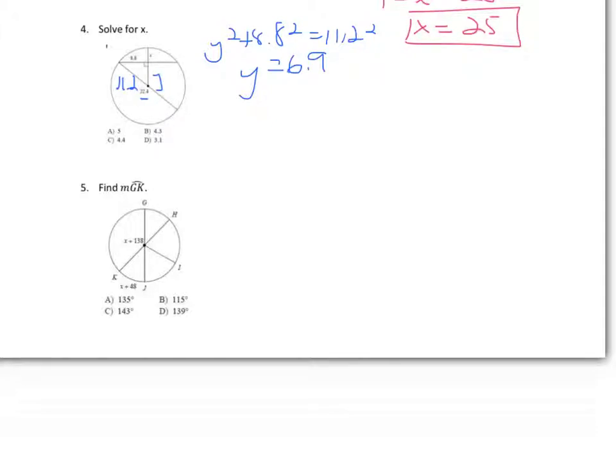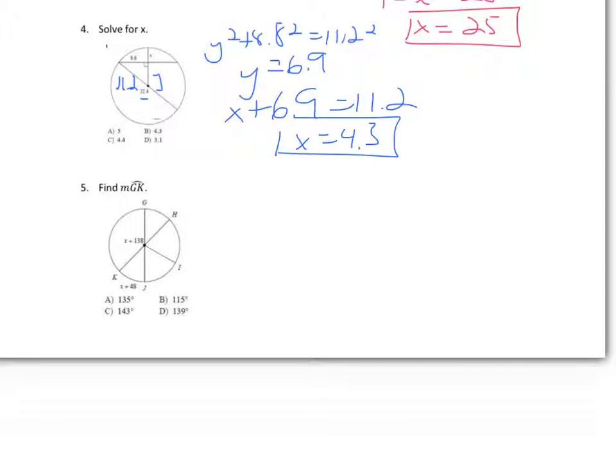Okay, and now how do we get from y equals 6.9 to finding out what x is? Well, we know that this is also a radius, right? So it's got to be the same length. That's 11.2. So y plus x has to equal 11.2. So x plus 6.9 equals 11.2. Subtract off the 6.9, and x equals 4.3, which we see here is B.